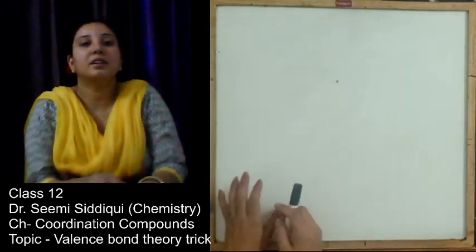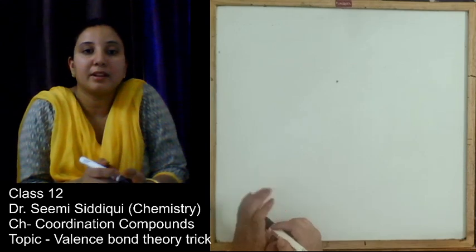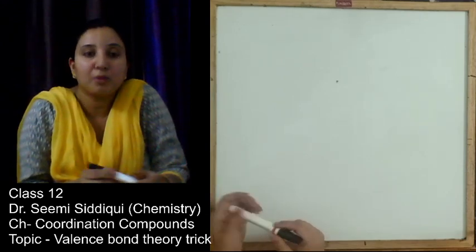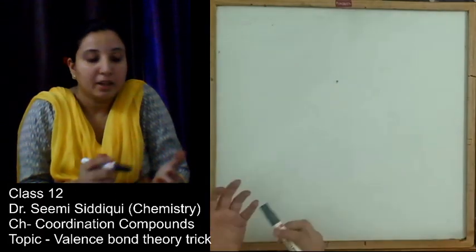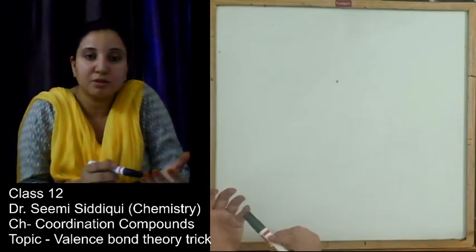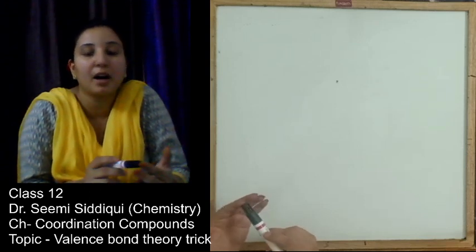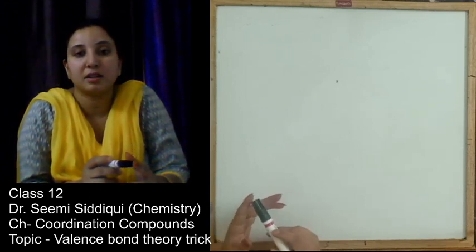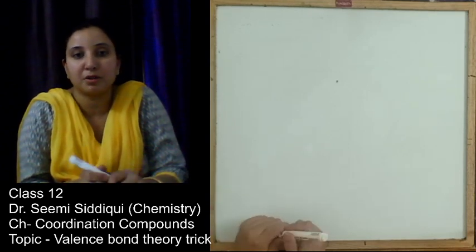Hello students, in this session I am going to tell you the trick to solve questions on the valence bond theory. For the valence bond theory, we get a 3 marks question on the structure. In that we need to make the structure, and also tell its hybridization, its magnetic property, and which type of complex it is, that is, an inner orbital complex or an outer orbital complex.